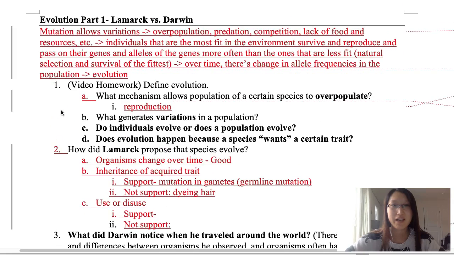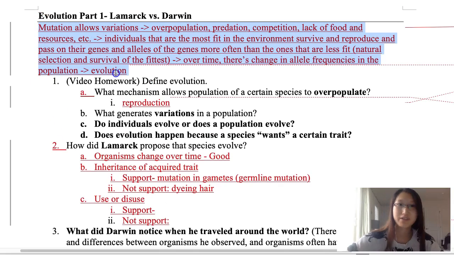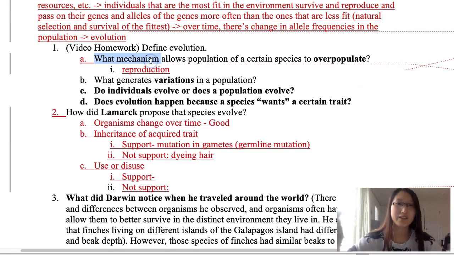Once you understand this entire paragraph, you're pretty much set for what's going on with Darwin. So a few things that you need to understand about Darwin.